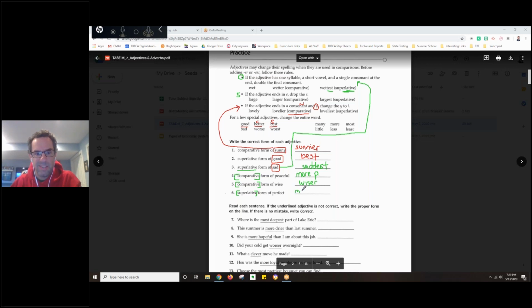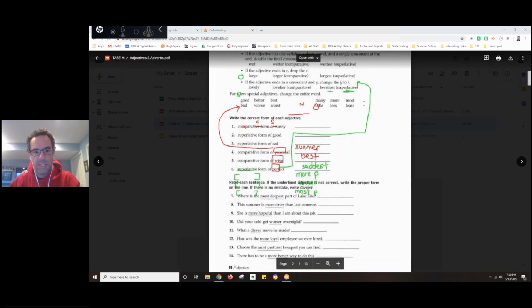So I think this is right. Most perfect. Although I don't know how you can be more or most perfect, but if we're following the rules, I think we did this right. So most perfect would be how to do number 6. So if you need to look at these, hopefully I'm right, and you can take some screenshots if you need to. And then we'll wrap up the lesson by doing 7 through 14.